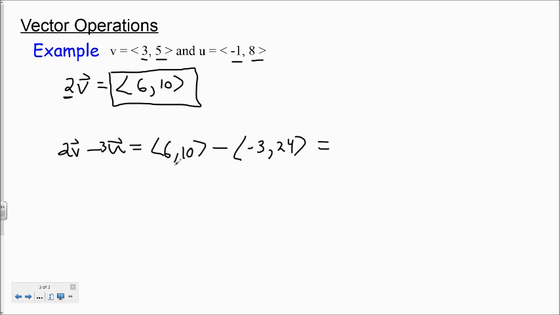Then when I combine these two vectors, I simply combine their corresponding components. So that would be 6 minus -3. Well, when I subtract a negative, it's the same as addition. So 6 plus 3 would give me 9. And then I'd have 10 minus 24, which would give me -14. So those are vector operations. Remember that any scalar multiple distributes to the components, and when you're combining two vectors, you should combine their corresponding components.